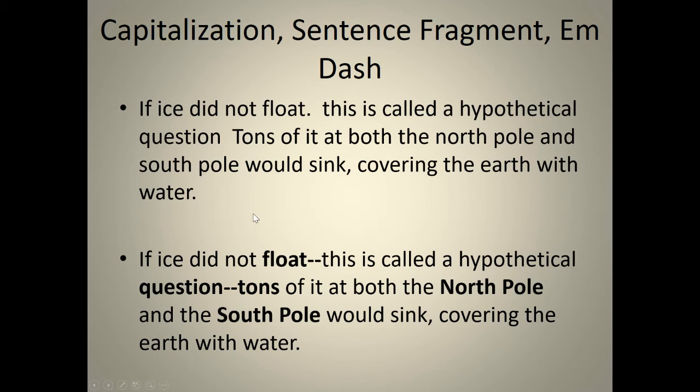And then, of course, tons needed to be lowercase. Next up, North Pole needs to be capitalized. It's a specific region, and as is South Pole. Now, some of you guys might be wondering, well, what about Earth? Well, in this case, Earth is referring to dirt or land as opposed to the planet, so we do not capitalize it in this case.